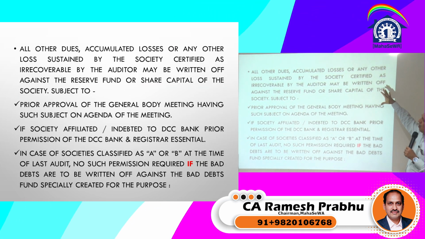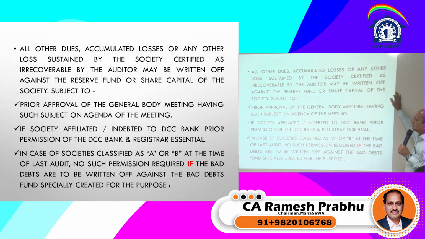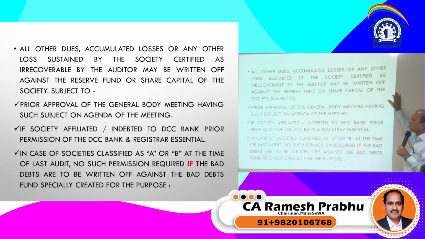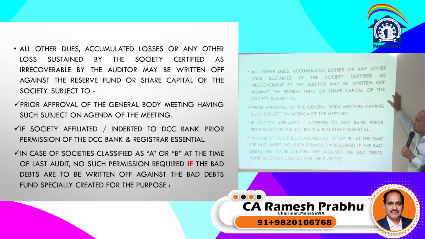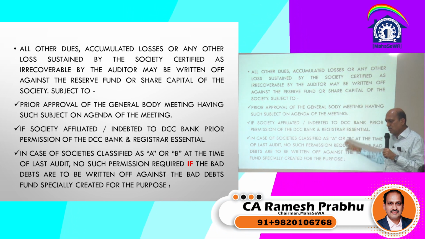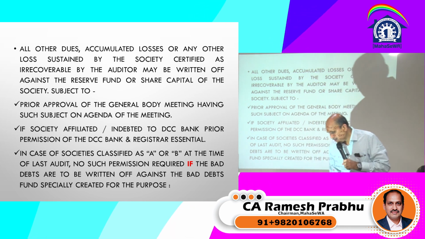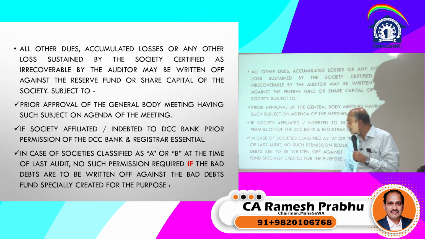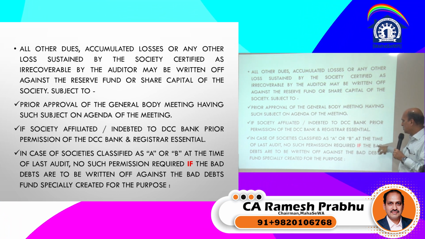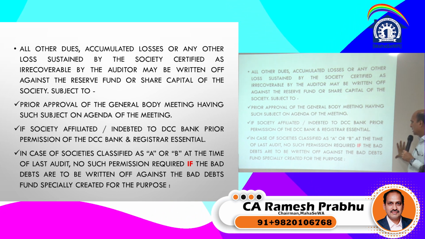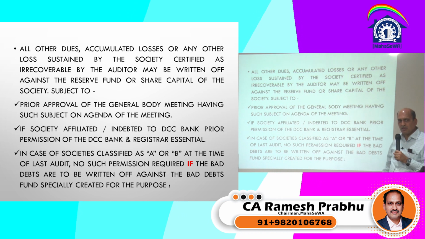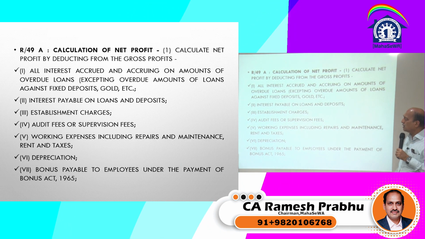Next, all other dues, accumulated losses or any other loss sustained by the society certified as irrecoverable by the auditor may be written off against the reserve fund or share capital of the society, subject to prior approval of the general body. If the society is affiliated or indebted to certain things, an opinion can be taken from there. And then of course, in the case of a society classified A or B, if at the time of the last audit no such provision is required, the bad debts are to be written off against the bad debts fund specially created for the purpose. So how bad debts have to be written off is given here. You can also see the bylaws to that effect.